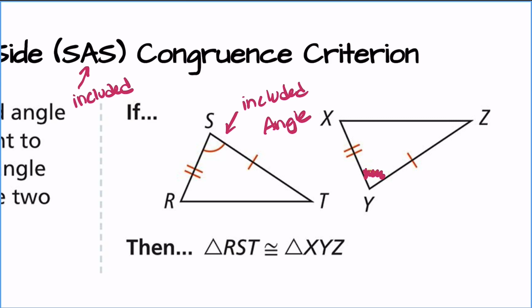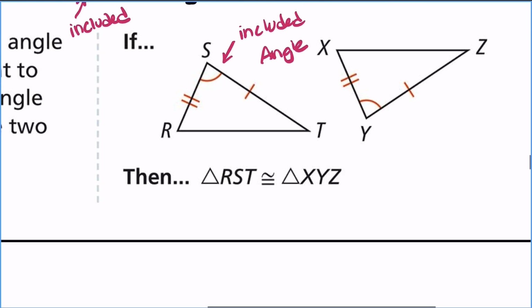And so I'm going to erase that. We want to make sure that the angles match and that the angles on both triangles are included. And so here, it doesn't matter how you start your congruence statement. It matters how you end it. So in this case, they said that RST was congruent to XYZ.